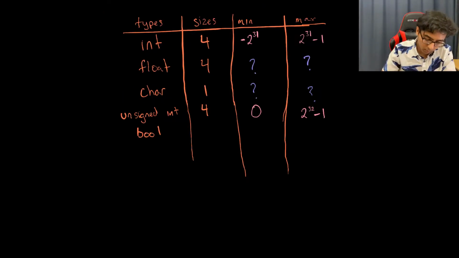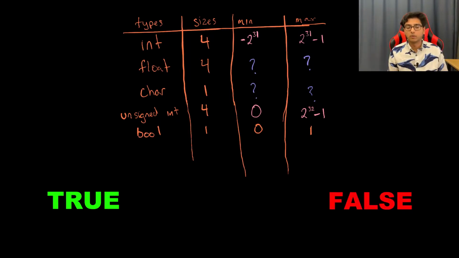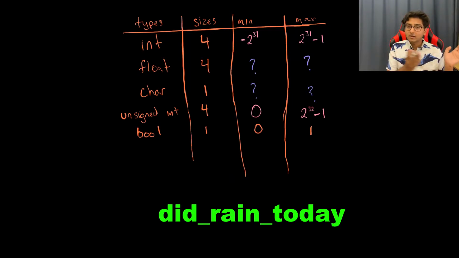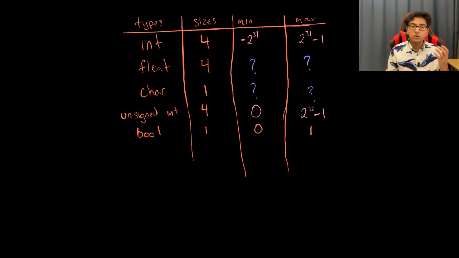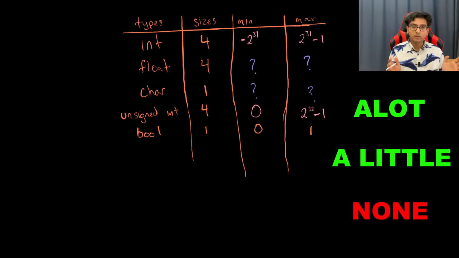A bool can only be 1 byte, and its minimum is going to be 0, and its maximum is going to be 1. So at any point, if you want to represent the concept of just true or false, we will use a bool. A bool is just a split between something that's absolutely true and absolutely false. A great example for using a boolean would be did rain today. It either did rain today or it didn't. There's no in between. Now, it might have rained a lot, or it might have rained a little, or none at all. But in 2 of those cases, the answer to did it rain today would just be yes, it did.